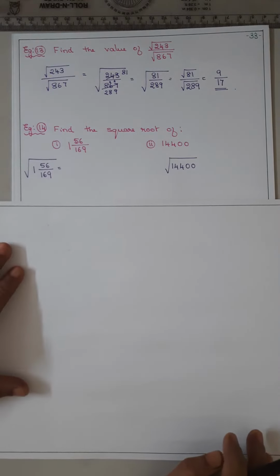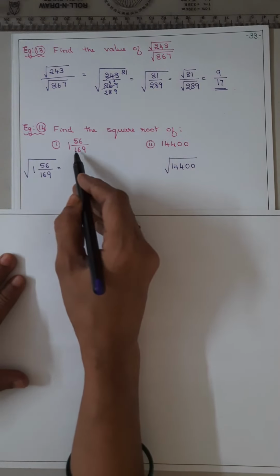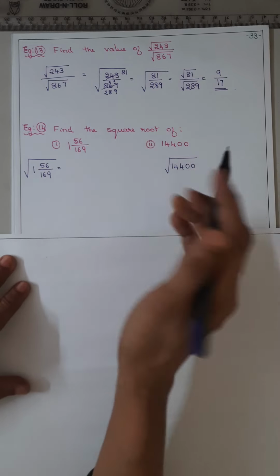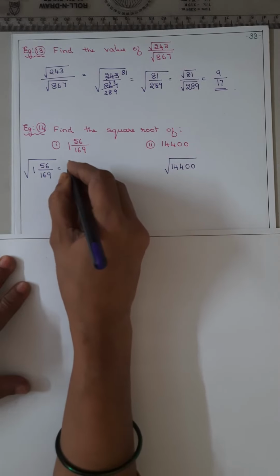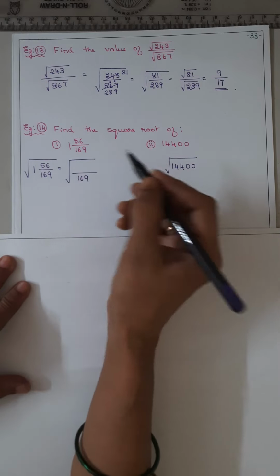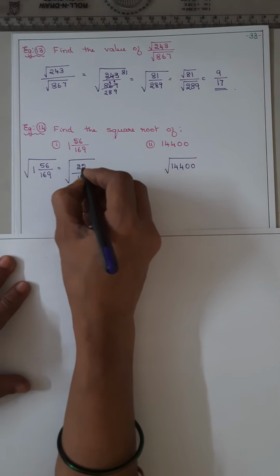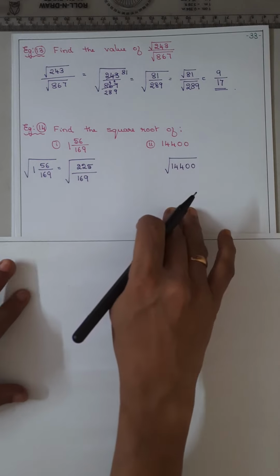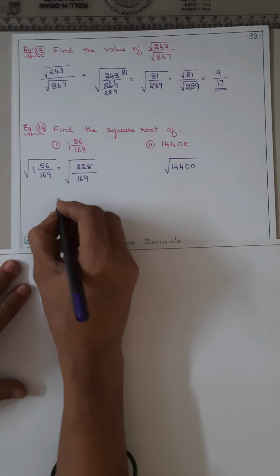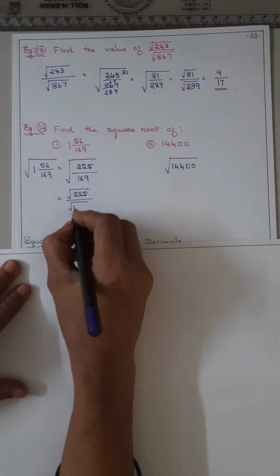Now coming to example 14. The square root of 1 56/169 means it is a mixed number. So what we have to do? First convert into an improper fraction. So 169 denominator will remain, 169 ones are 169 plus 56, it will become 225. Multiply and then add. So you got 225 upon 169, means square root of 225 upon square root of 169.